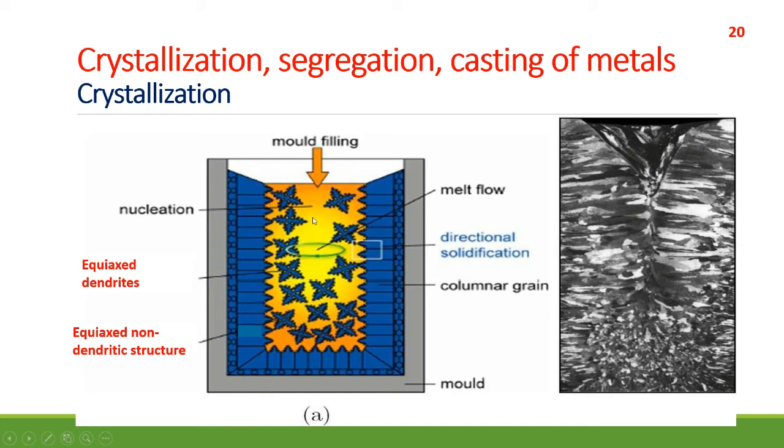So here you see at the position when they're at the center, where we have the melt, the liquid metal, the nucleation has started, and you can see some equiaxed dendrites. So these are the equiaxed dendrites. This is a schematic diagram, but in practice, when you actually solidify a metal, it looks like this, the second picture, which is in black and white. So actually in practice they look like this.